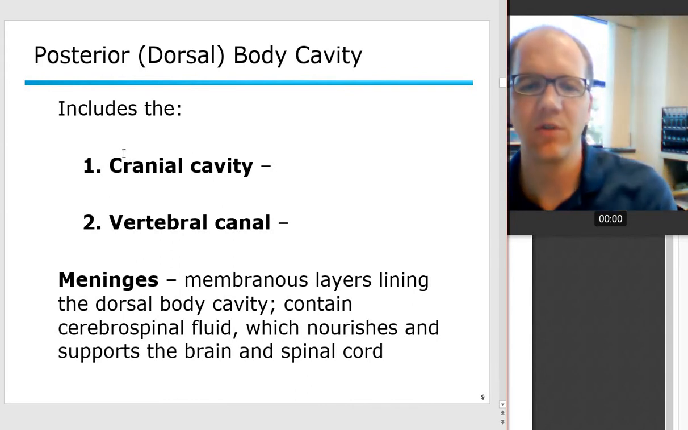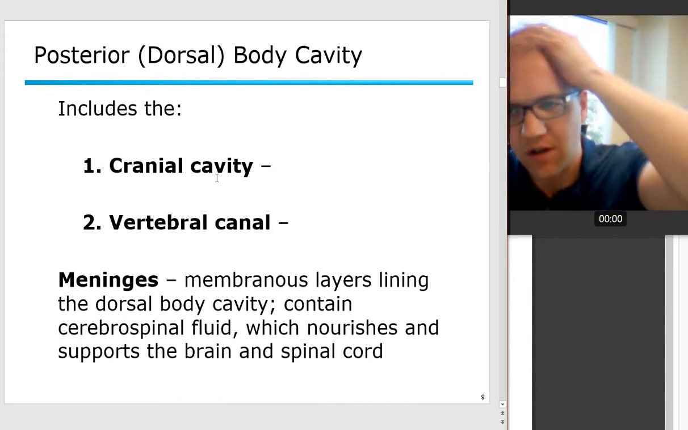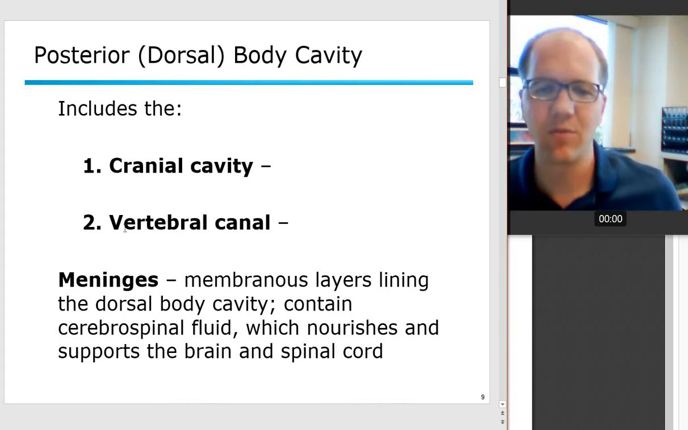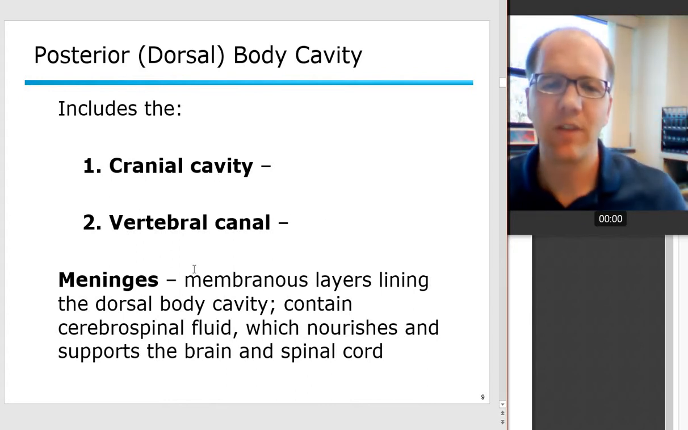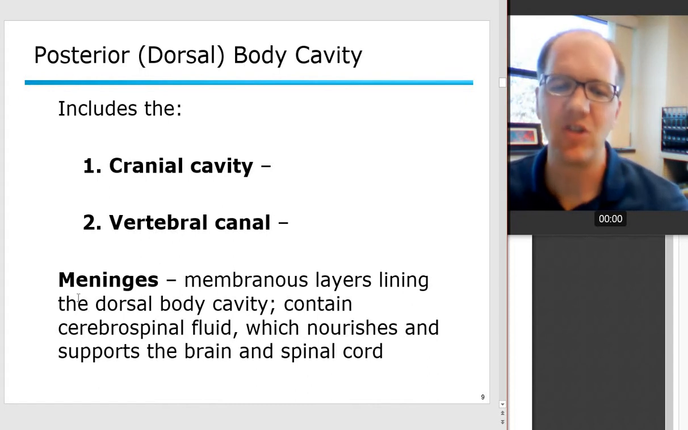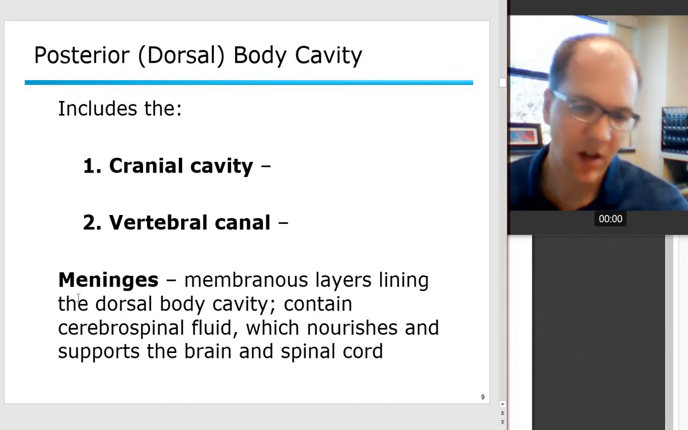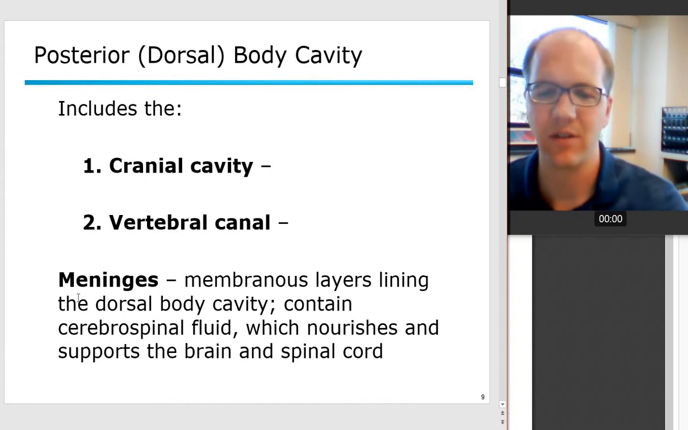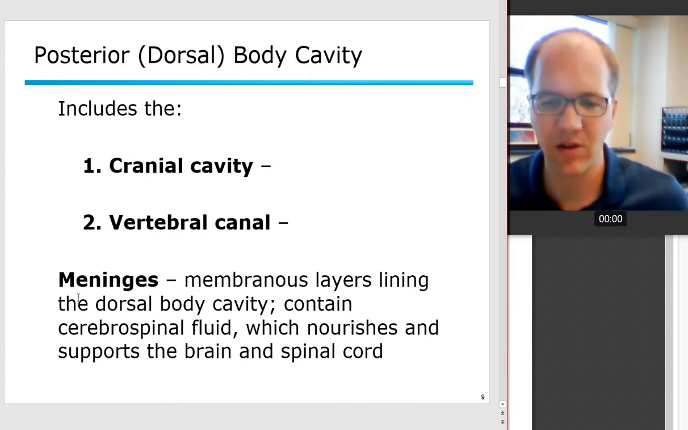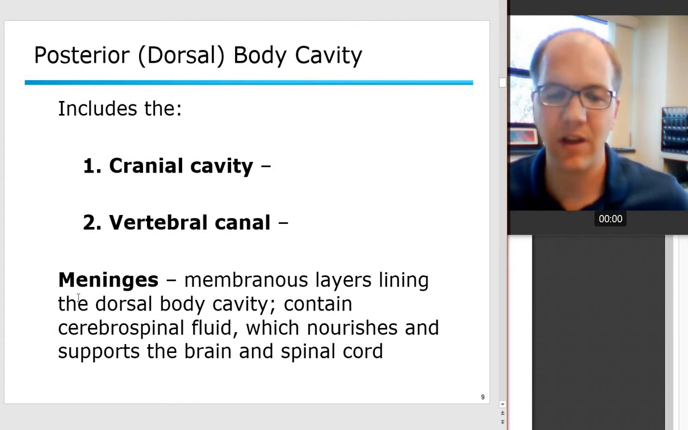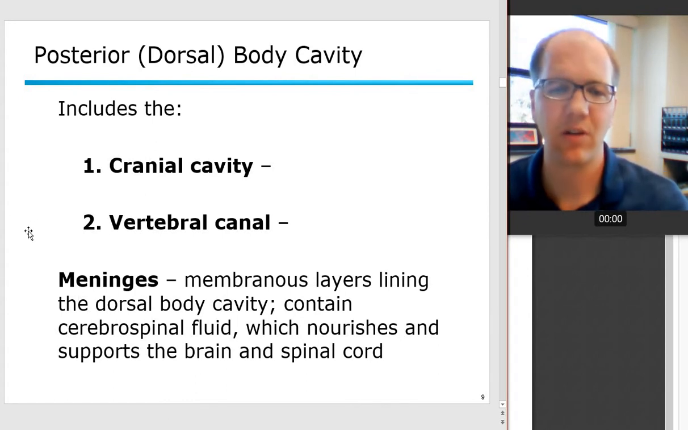And this includes the cranial cavity, which is your head, your brain, and then the vertebral canal going down your back. And within this cavity, we have things called meninges. And we'll see this a lot later in the class when we talk about the nervous system. But these are membranes that surround the brain and the spinal cord, and they have cerebrospinal fluid, which helps to cushion and protect and nourish the brain and spinal cord. So that's the dorsal body cavity.